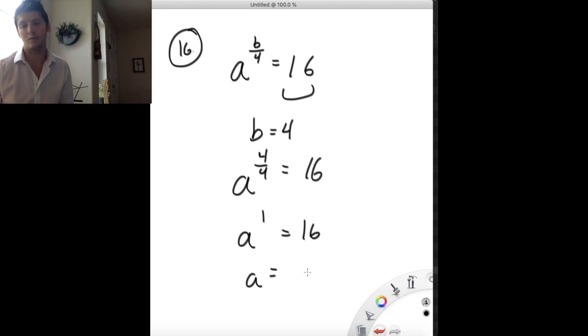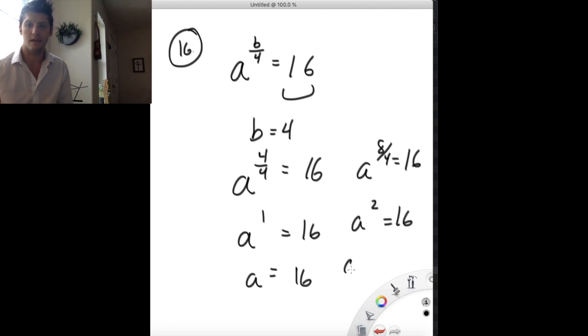A is now equal to 16. That's totally cool. You could also have b be like an 8, and then you would have a to the 8 over 4 equals 16, which means a to the 2 equals 16, which means a equals 4. Either of those is cool. You could do other stuff too, I'm sure. Maybe. But those are the two that came to my mind.